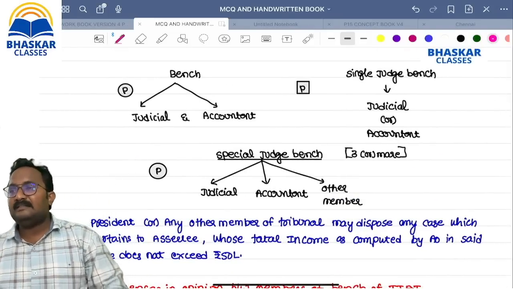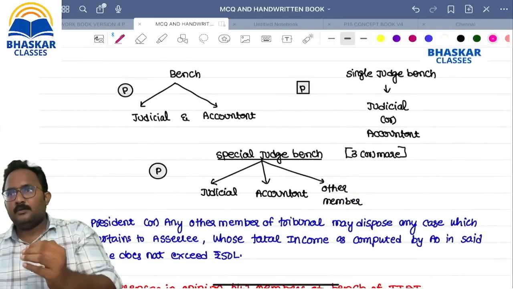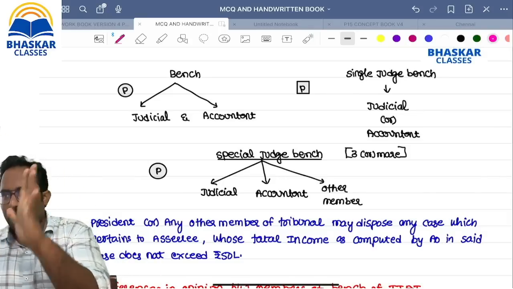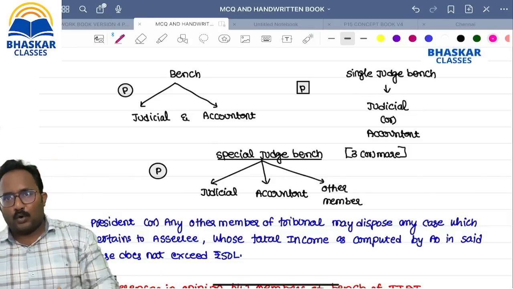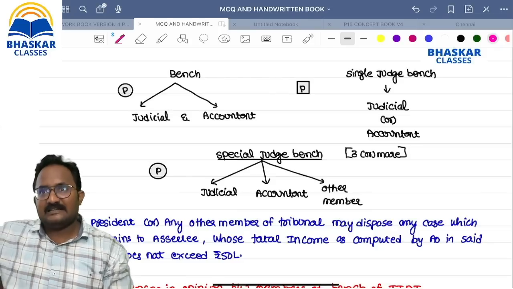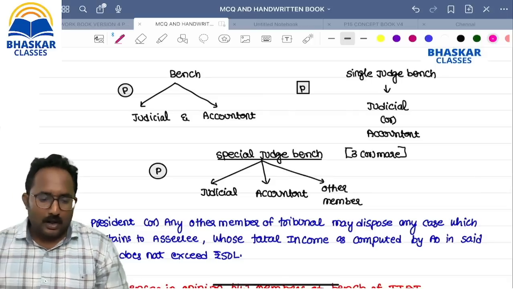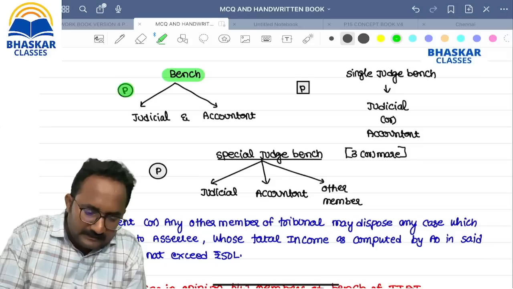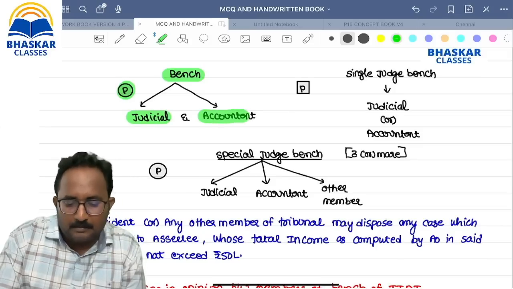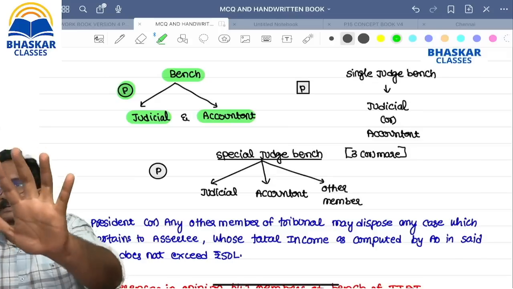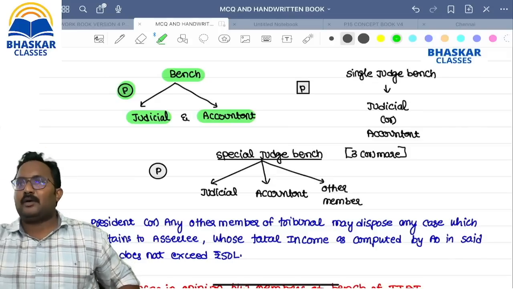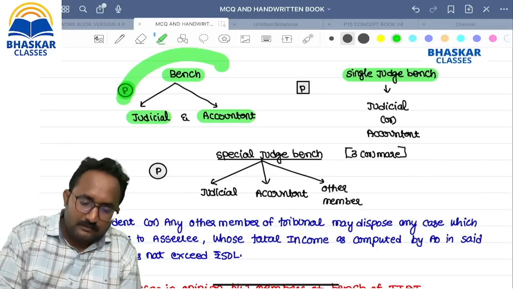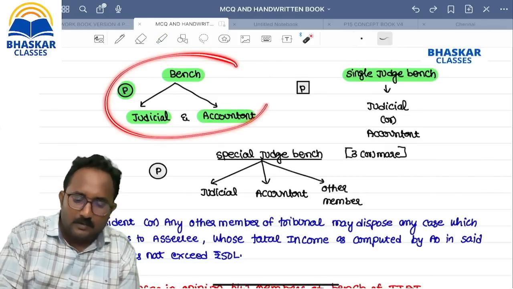Normally, bench means hearing bench. If you go to a court, whoever the judges are there, the judges are called the bench. So the bench can consist of the president of ITAT, the judicial member, and the accountant member. Those who are hearing your case are called the bench. Single judge bench is also there. Generally, if I say bench anywhere, this is the combination.